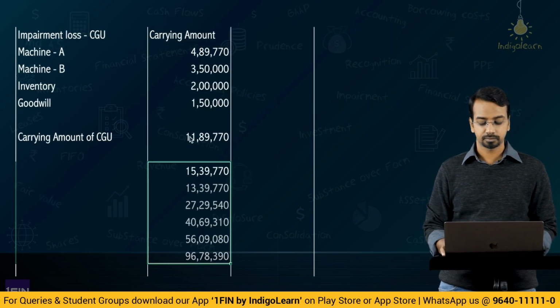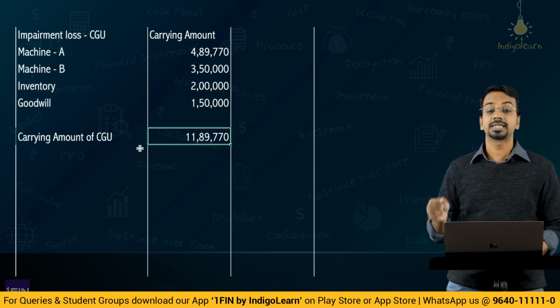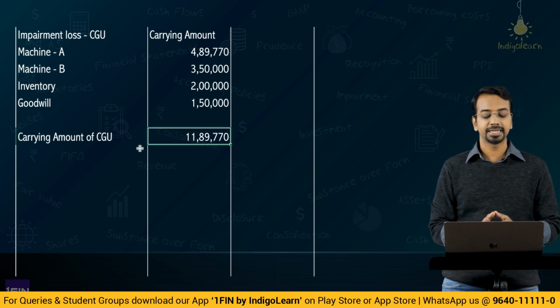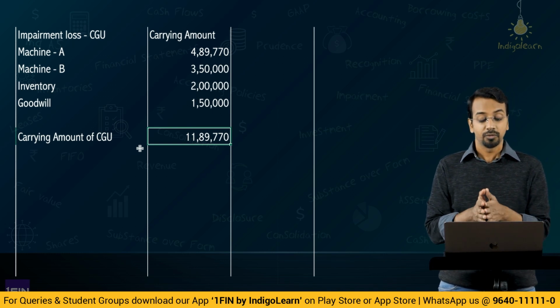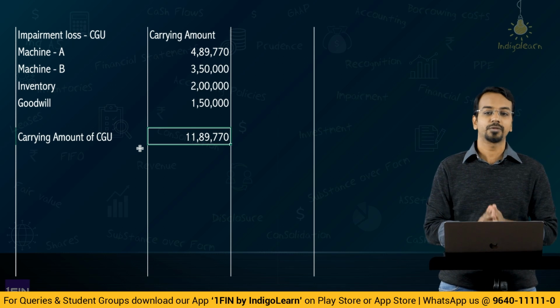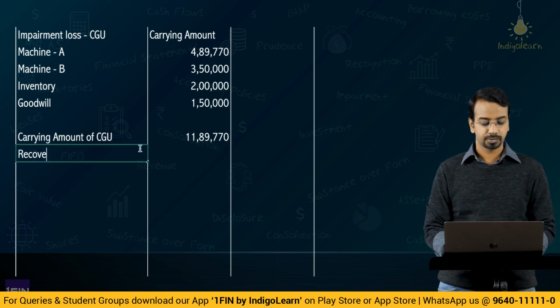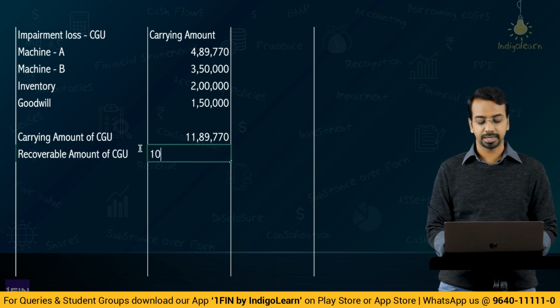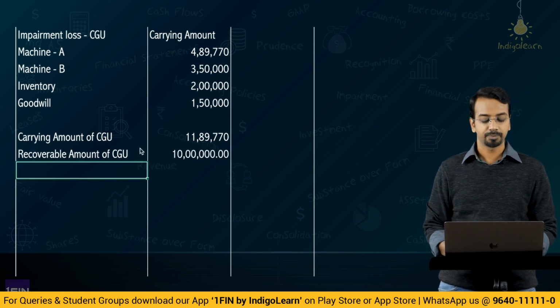Now this carrying amount of CGU of 11,89,770 will be compared with the recoverable amount of CGU. So recoverable amount of CGU is how much? 10 lakhs, right?